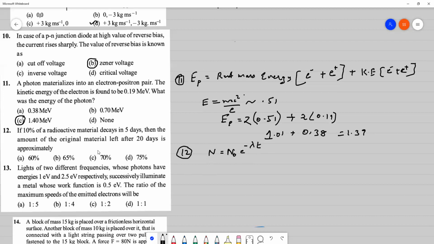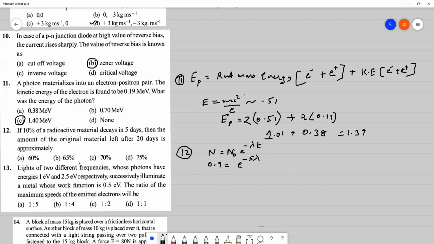So when you substitute for the first, according to the first, 90% is remaining. So that means 0.9 times N naught. This N is nothing but 0.9 times N naught is equal to N naught. This N naught gets cancelled, so I'm not writing that N naught on both sides. So e power minus 5 days, 5 days is given. Time is 5 days, so this is 5 lambda.